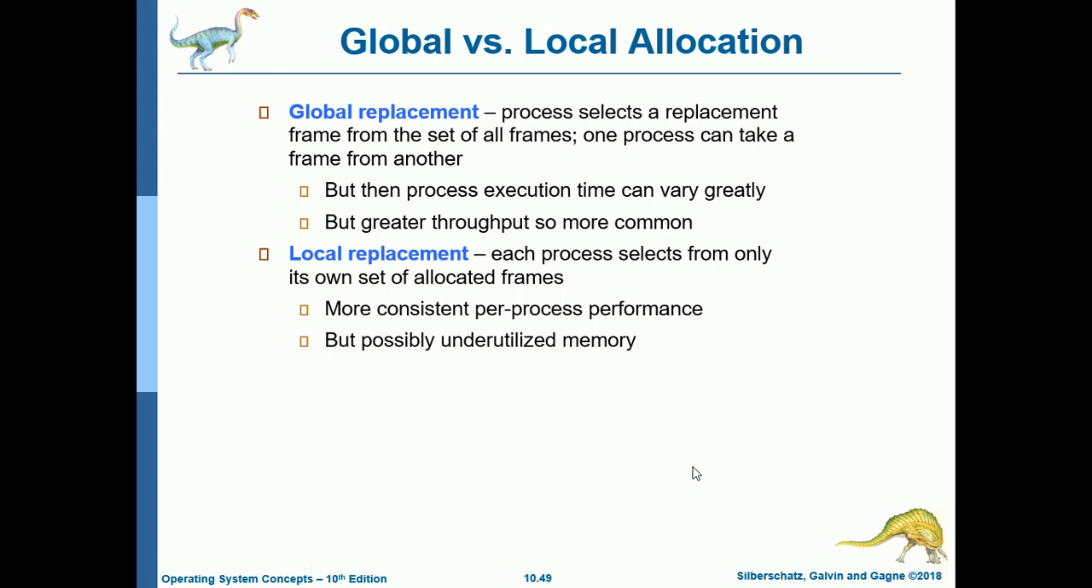Next we have global versus local allocation. With global replacement, a process selects a replacement frame from the set of all frames. One process can take a frame from another, so process execution time can vary greatly, but there is greater throughput, so it is more commonly used. How about local replacement? Each process selects only from its own set of allocated frames. This gives more consistent per-process performance, but possibly underutilized memory.